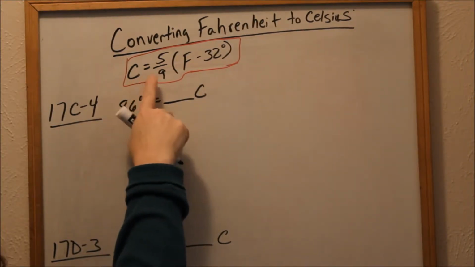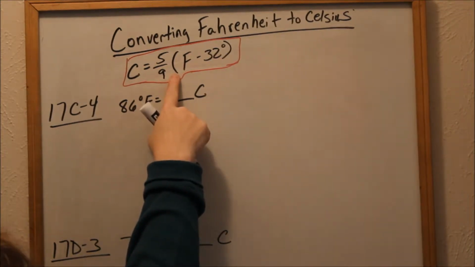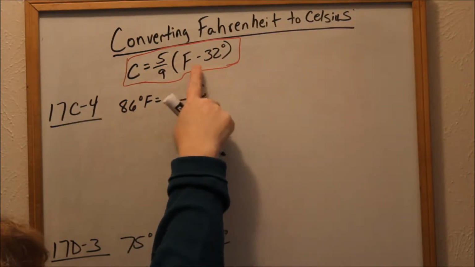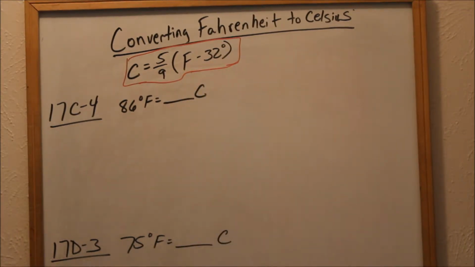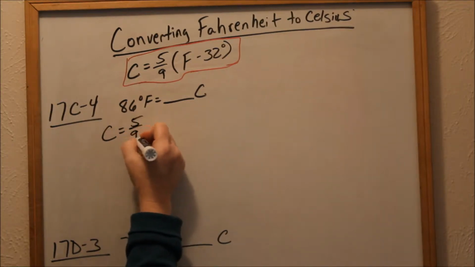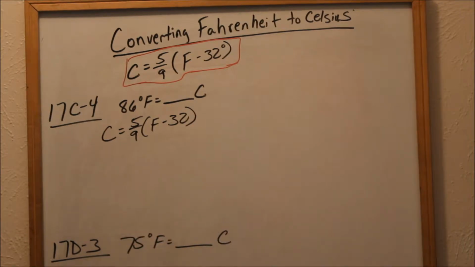And this is C equals 5/9 times, when you see a number in front of the parentheses, like when we distributed, that means 5/9 times F minus 32. PEMDAS says do everything in parentheses first. Okay, so how do we use this formula? First, write it, because every time you write it, you're going to automatically memorize it. It goes into your brain.